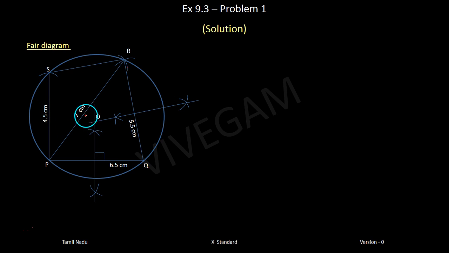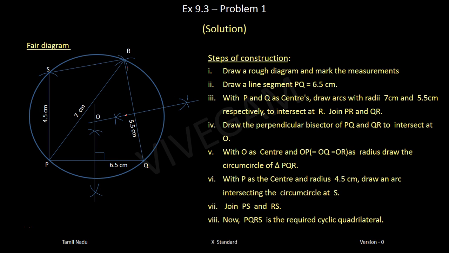This is 4.5 centimeter, this is 7 centimeter, 5.5 and 6.5 centimeter. This is a perpendicular bisector, so this angle is perpendicular. This is also a right angle because it's a perpendicular bisector. Okay, so it's quite simple. Now let's go through the steps of construction.